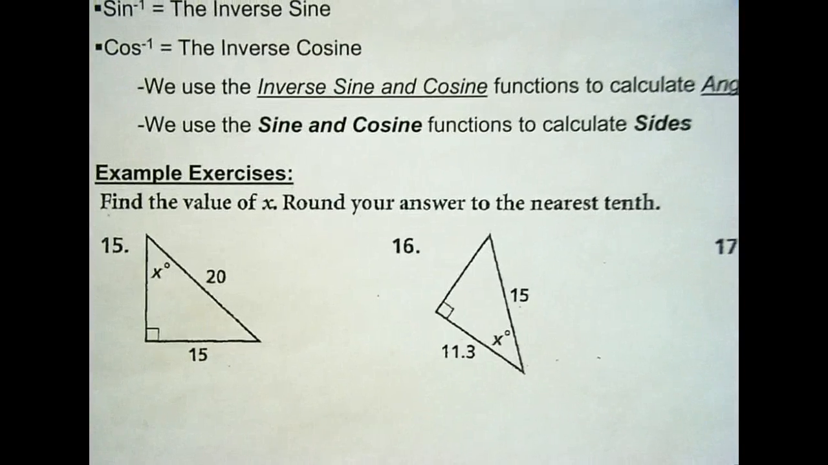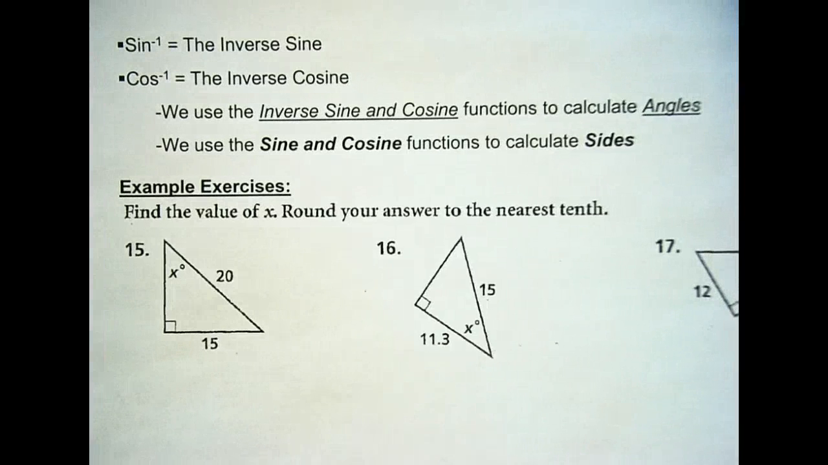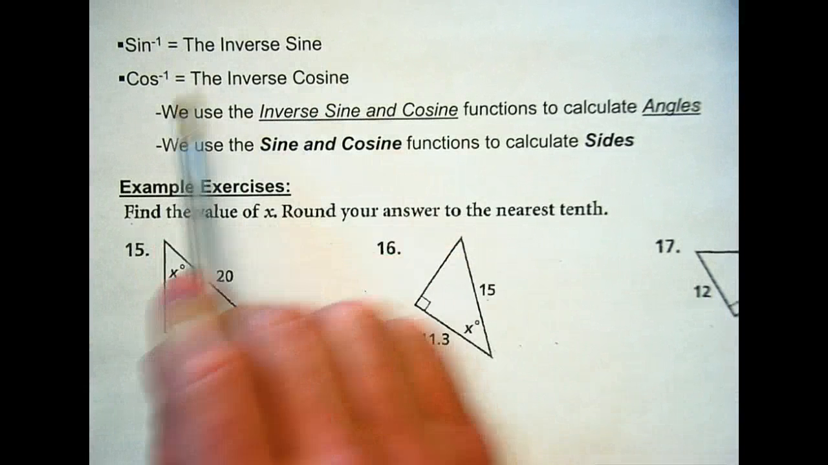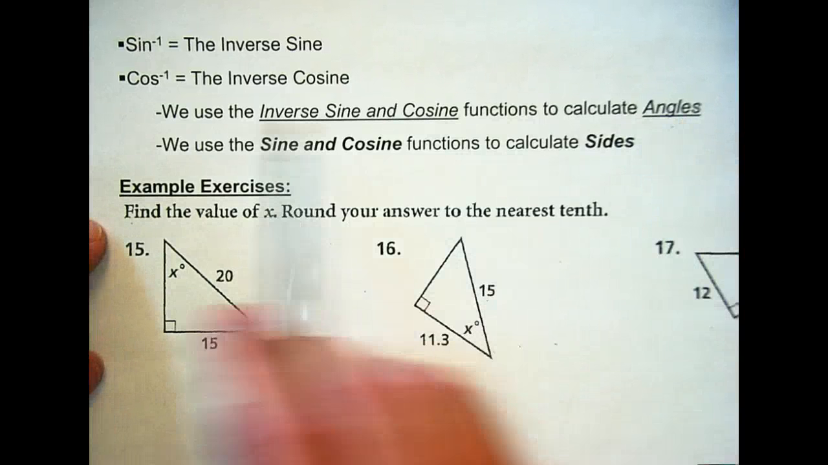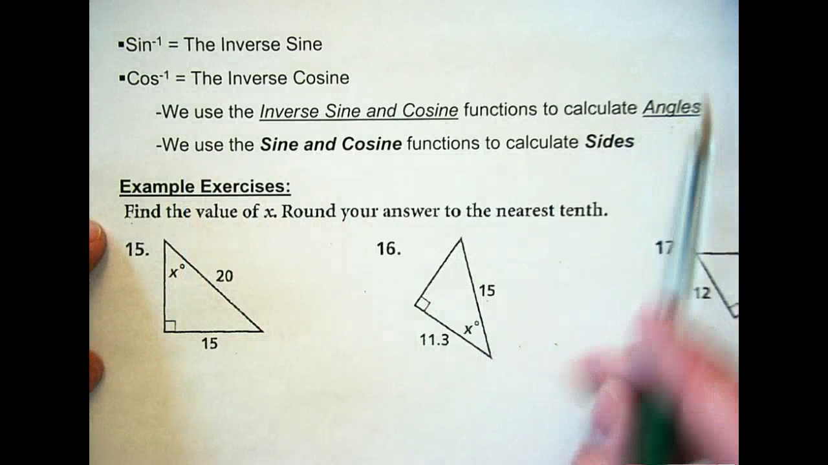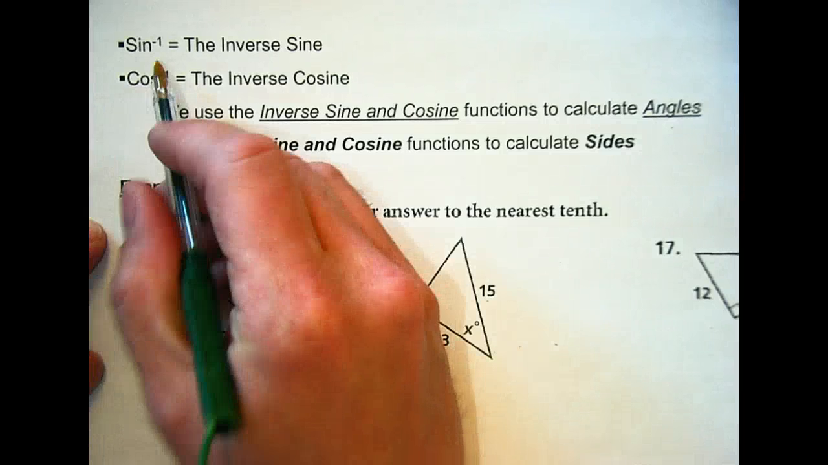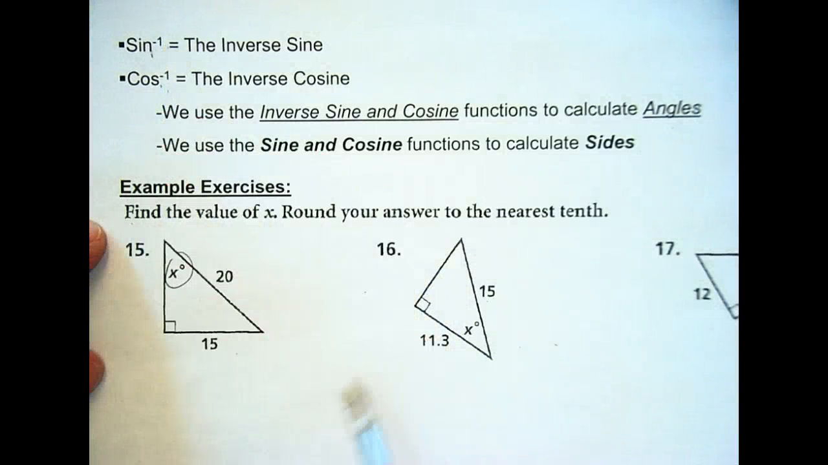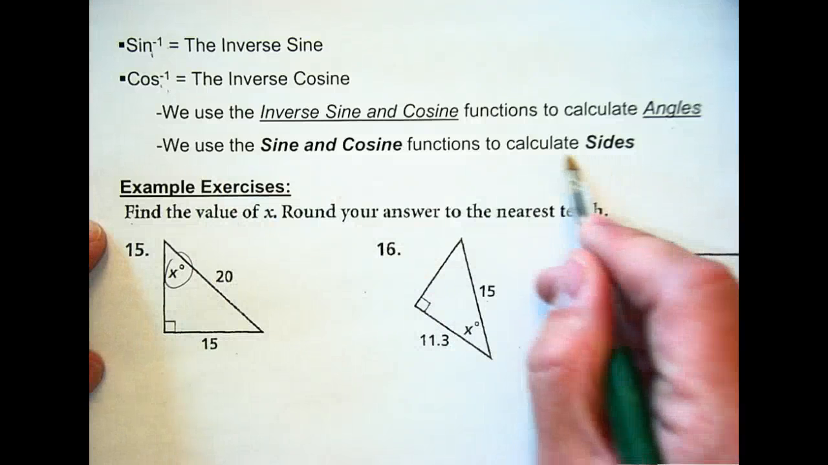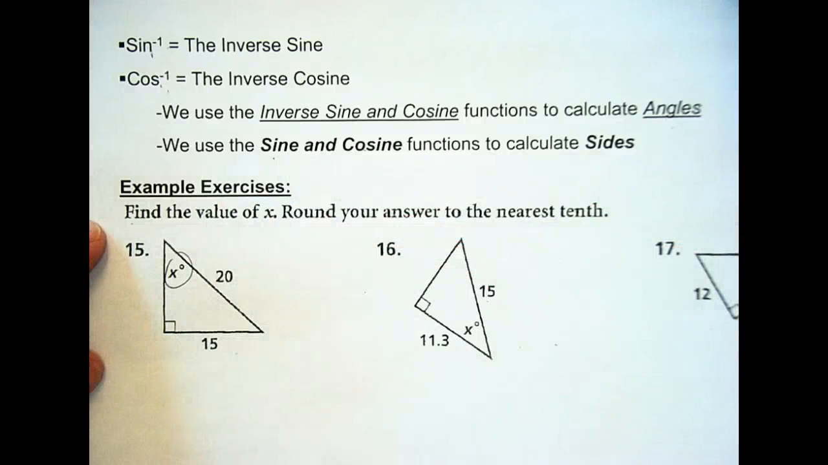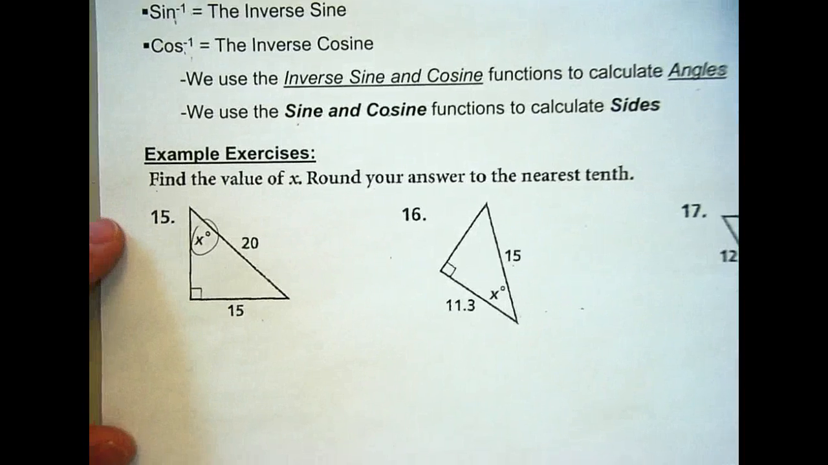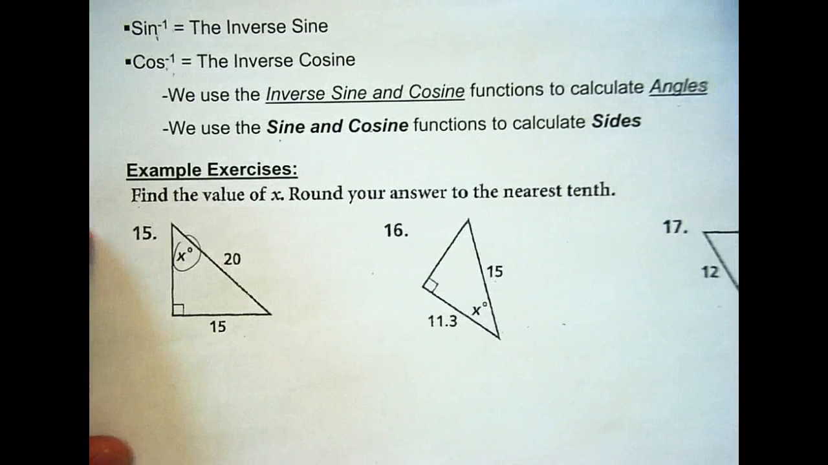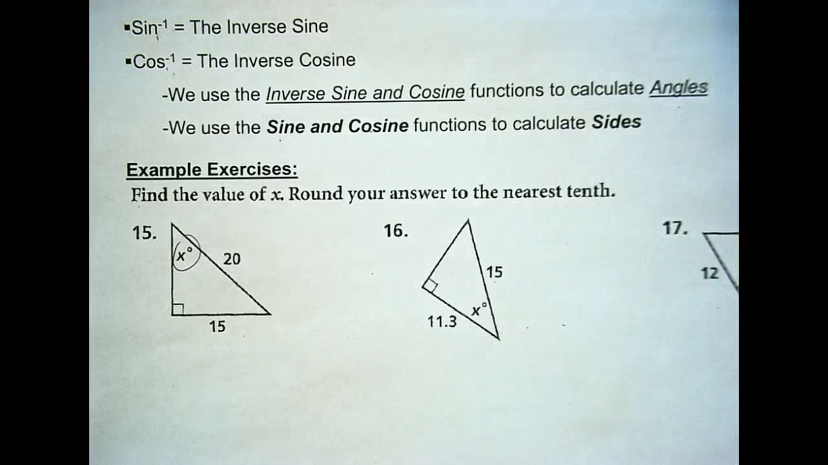All right, try looking down at number 15. Remember, when we're dealing with inverse sine and inverse cosine, those are trying to find angles. So if we're trying to find the angle, we use the inverse function. If we're trying to find sides, then we use the actual sine and cosine functions. So why don't we try number 15, number 16 there. We might get to 17. I'll be walking around helping out if you're confused.